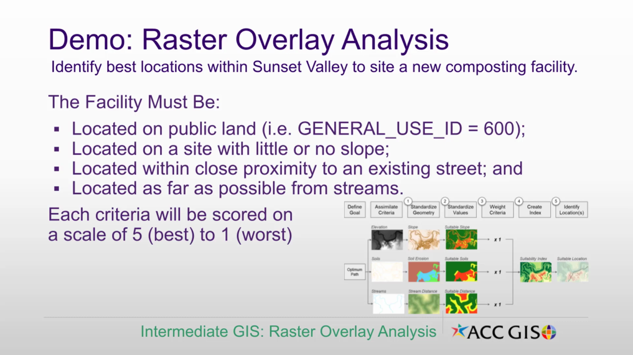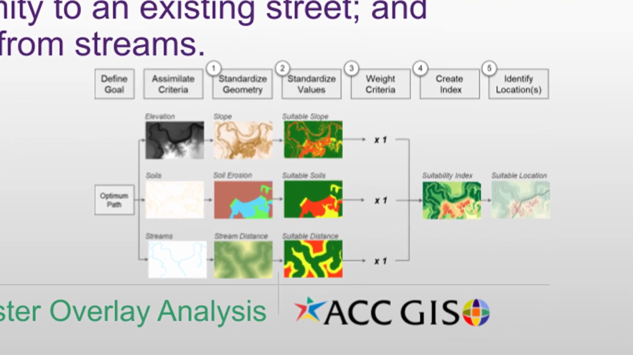And if you look in the lower right-hand corner, you can see a diagram of the suitability analysis workflow, where first we define the goal, in this case, identify the best locations within Sunset Valley to site a new composting facility. Then we assimilate our criteria. So we need mappable layers that support their criteria. So land use, elevation, the location of streets and streams.